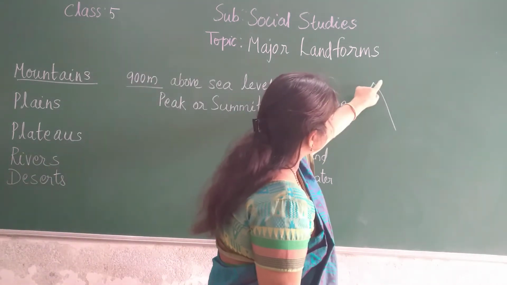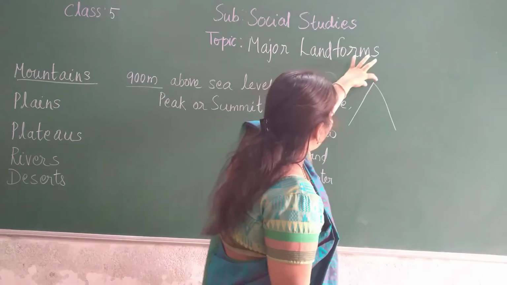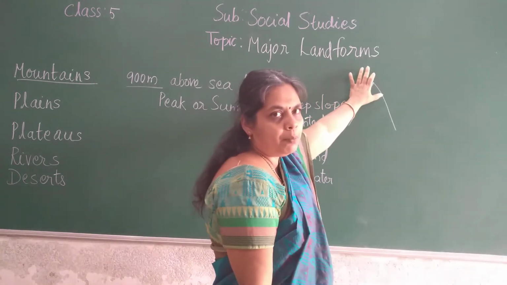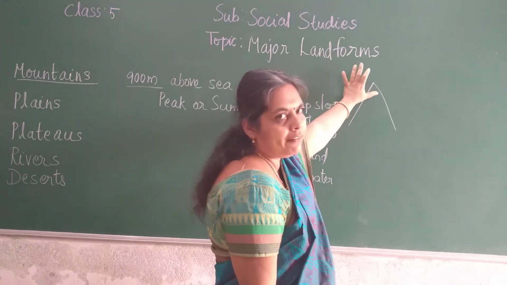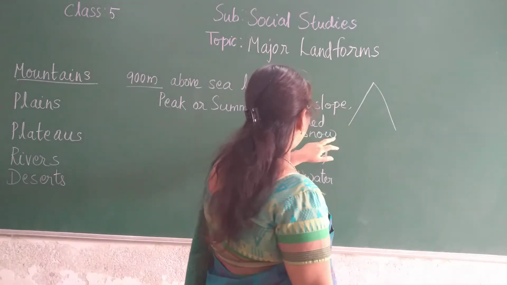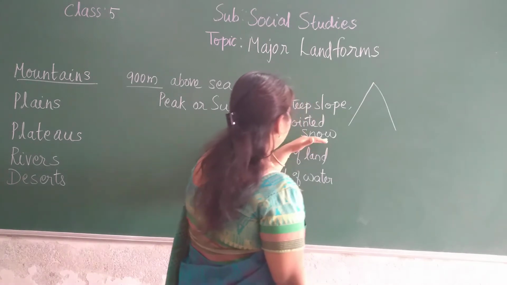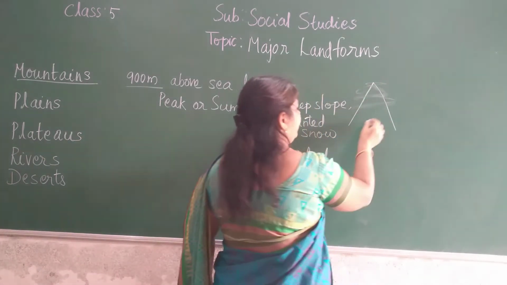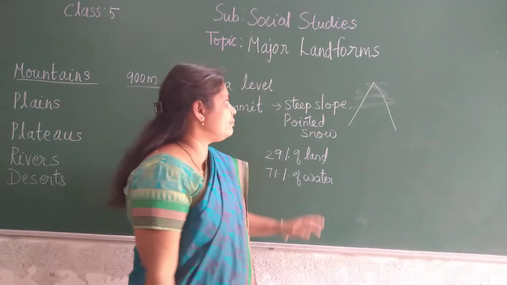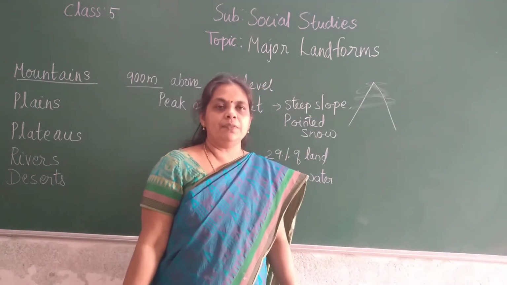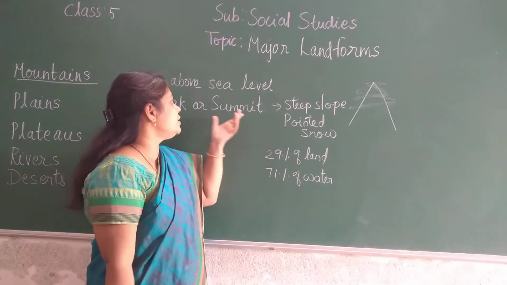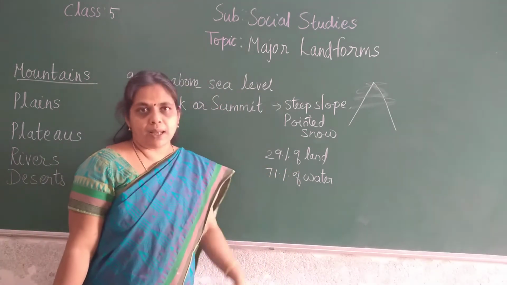This is your slope, children. A steep slope and a pointed peak; your mountain will be very sharp. If you observe Mount Everest, it has a pointed peak, and it is always covered with snow, children. Only in the lower lying regions will you find some grasslands, but mostly it is covered with snow throughout the year. So this is the peak or summit, children.